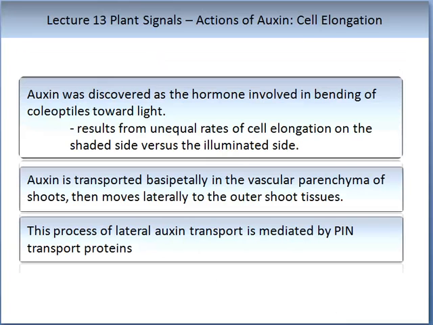Auxin was discovered as the hormone involved in the bending of coleoptiles towards light. This results from unequal rates of cell elongation on the shaded side versus the illuminated side. Auxin is transported basipetally in the vascular parenchyma of the shoots, then moves laterally to the outer shoot tissues. The process of lateral auxin transport is mediated by PIN transport proteins.